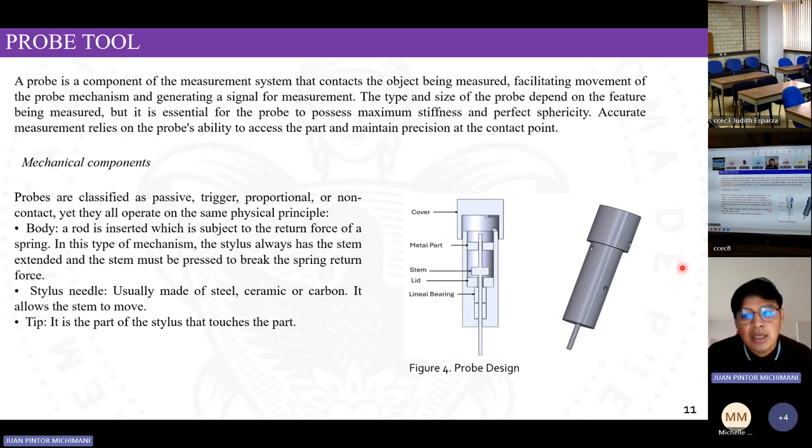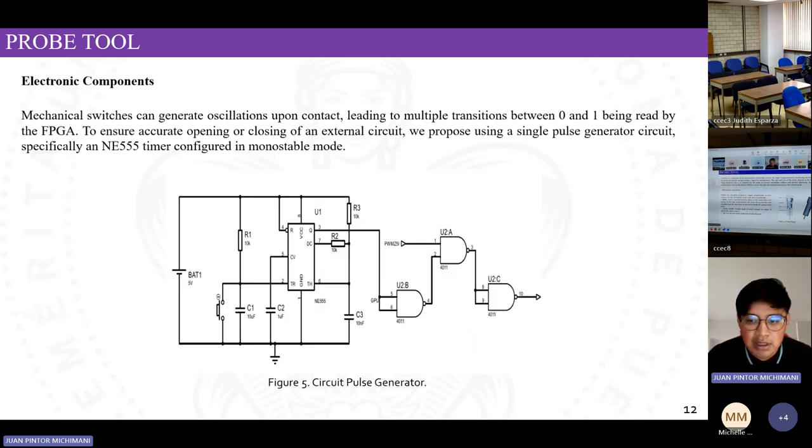The probe tool. As previously mentioned, the probe tool can be either contact-based or non-contact. In this work, the contact-based type was chosen. These tools vary in size and rigidity, but regardless of the brand, they are composed of similar components. This includes the body, which hosts internal mechanisms such as springs that return the tool to the original position, a stem for movement, and linear bearings to enable frictionless motion.